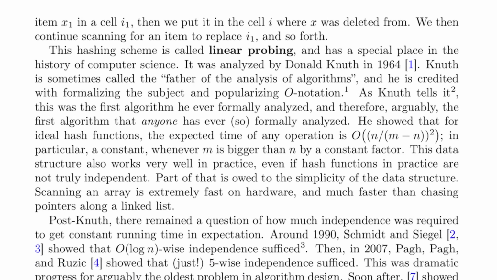This hashing scheme is called linear probing, and has a special place in the history of computer science. It was analyzed by Donald Knuth in 1964. Knuth is sometimes called the father of the analysis of algorithms, and he is credited with formalizing the subject and popularizing big O notation. As Knuth tells it, this was the first algorithm he ever formally analyzed, and therefore, arguably, the first algorithm that anyone has ever so formally analyzed. He showed that for ideal hash functions, the expected time of any operation is O((n/(m-n))^2). In particular, a constant whenever m is bigger than n by a constant factor.